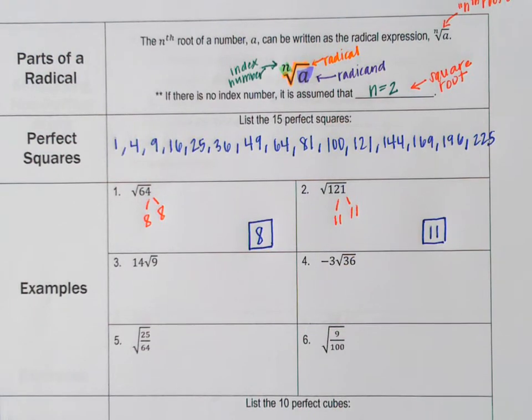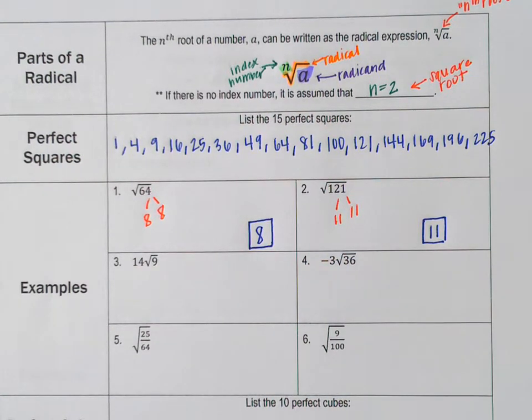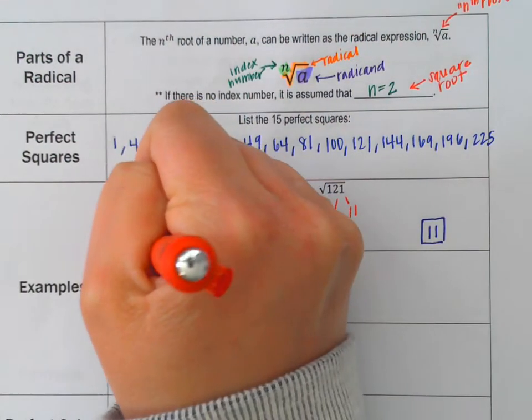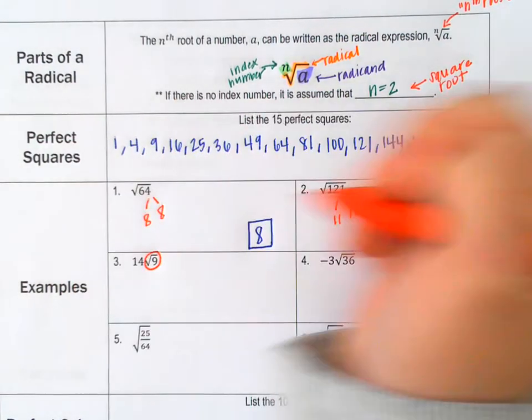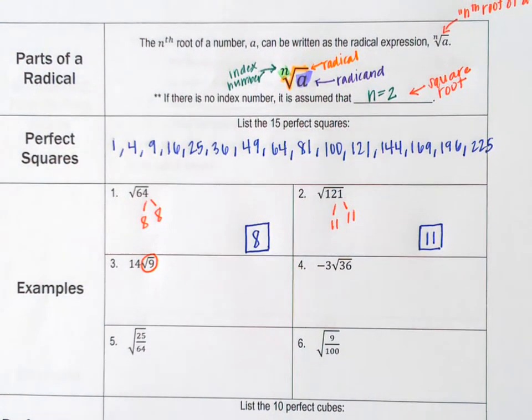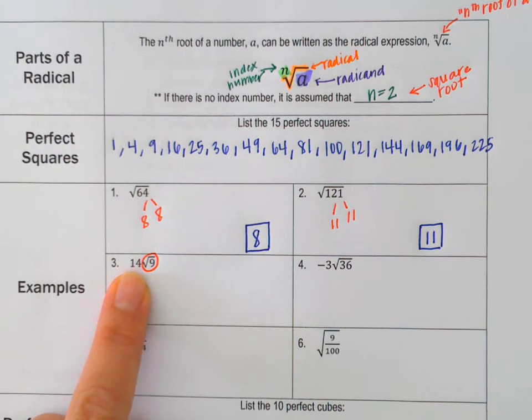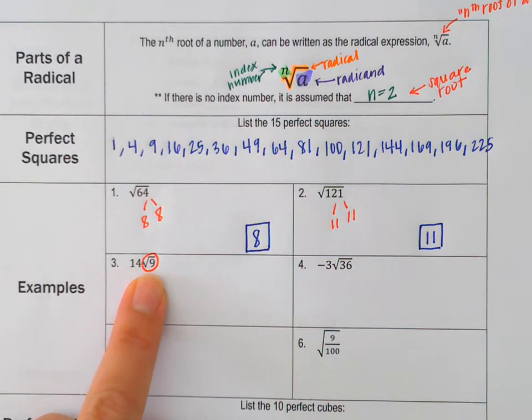Okay, so with 14 rad 9, there are 2 parts of this. I want you guys to first ignore the 14, and I just want you to look at the square root of 9. So let's just focus on that. So the square root of 9, we know, okay, think about what's the square root of 9. We know the square root of 9 is 3.